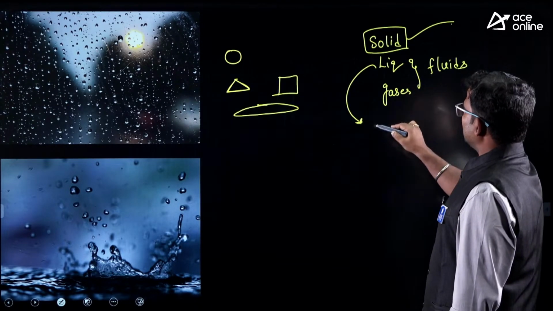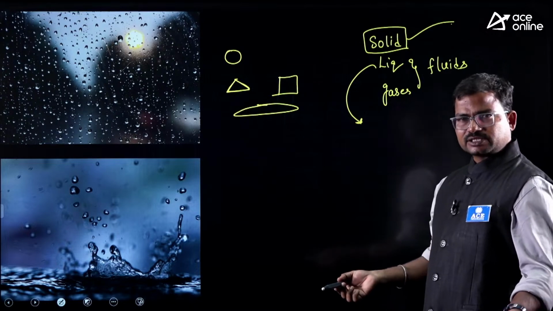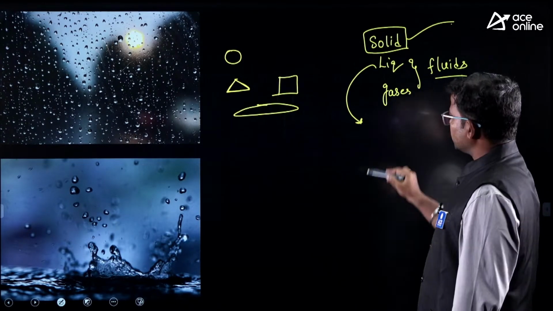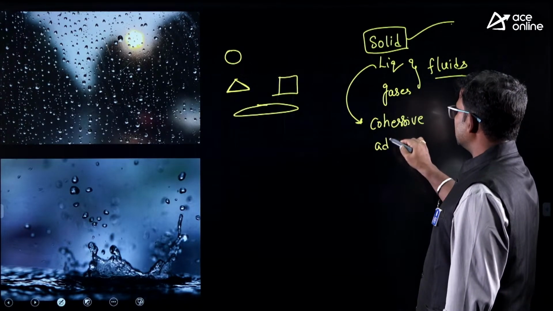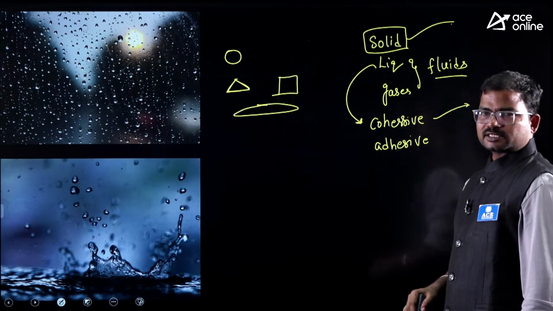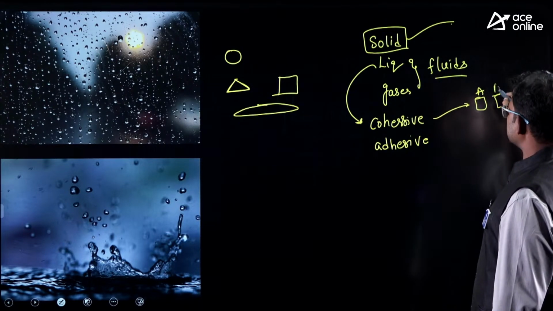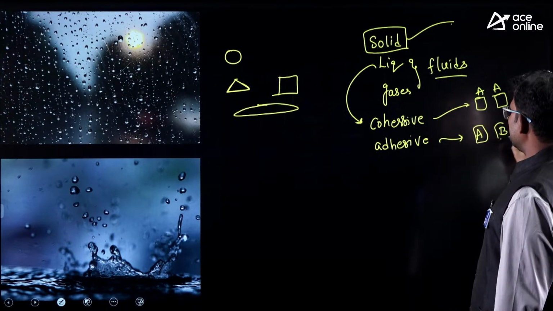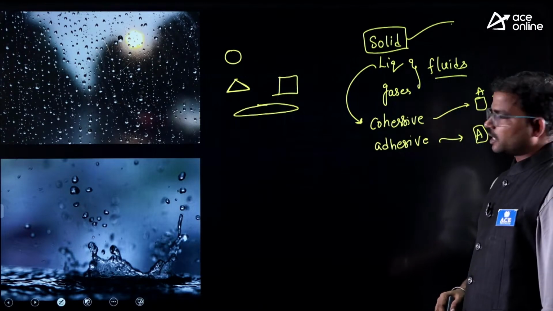Liquid is having two types of forces. Of course, liquids and gases are mostly considered fluids. One is cohesive force, and the second one is adhesive force. Cohesive force means attraction exists between the same kind of molecules. What about adhesive? Attraction exists between different types of molecules. Cohesive forces are always stronger than the adhesive forces.